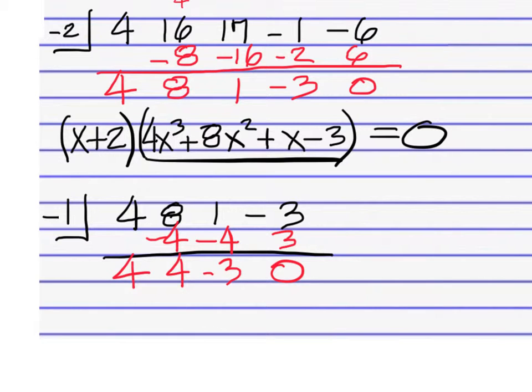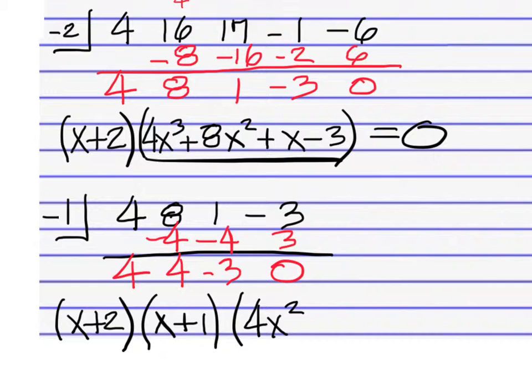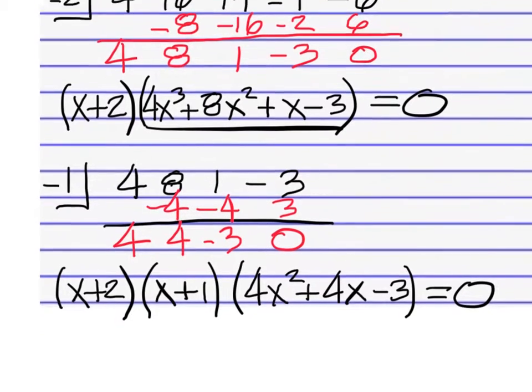So we know that we started with x plus 2. We found that to be a factor. But now we just divided by negative 1, which means that's really what in the expression? 1. So it's x plus 1. And look what we're left with. 4x squared plus 4x minus 3. So we have three quantities now, but we still have that quadratic expression there at the end. And we can more than likely factor that.